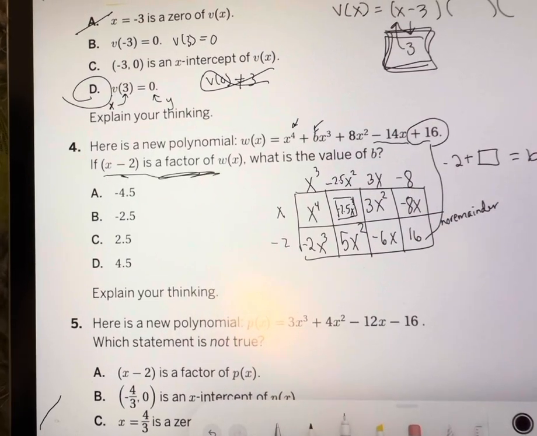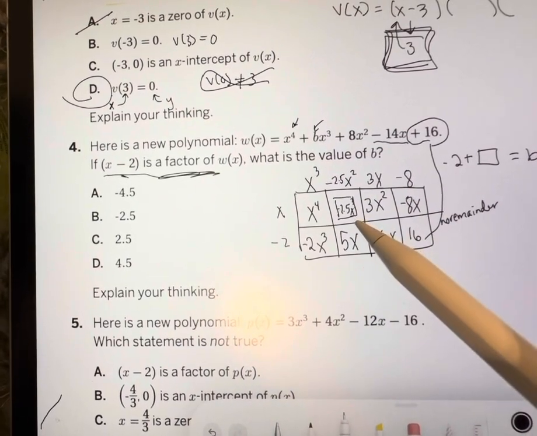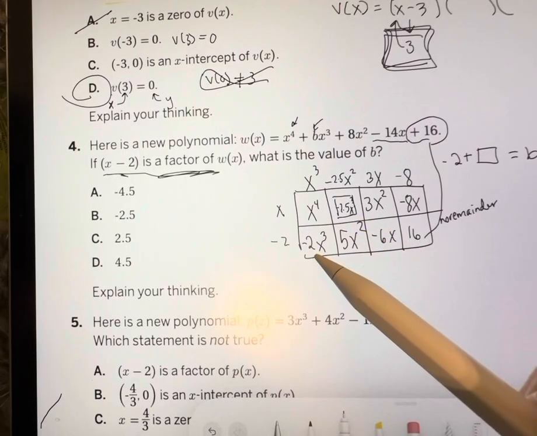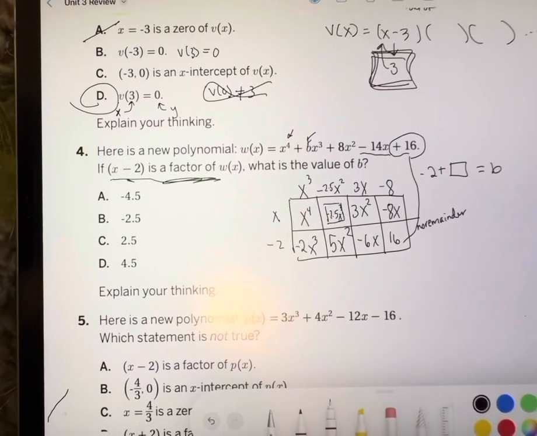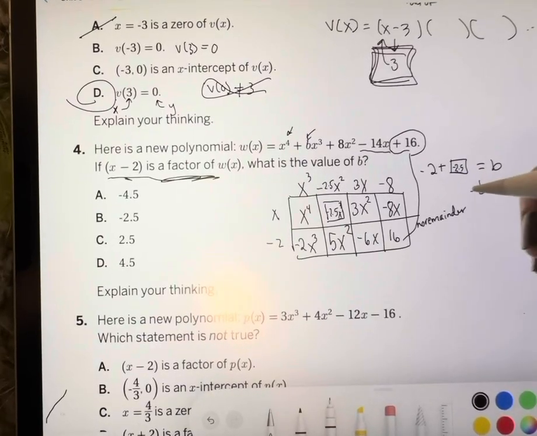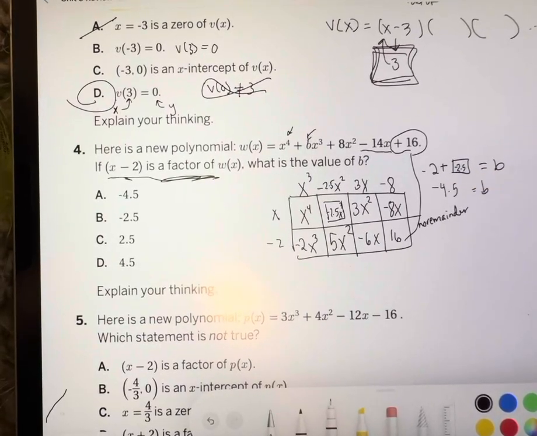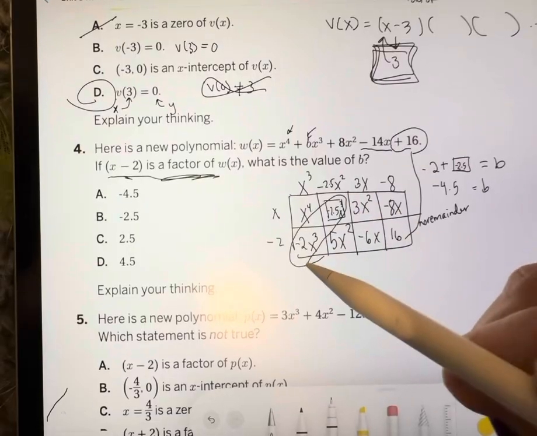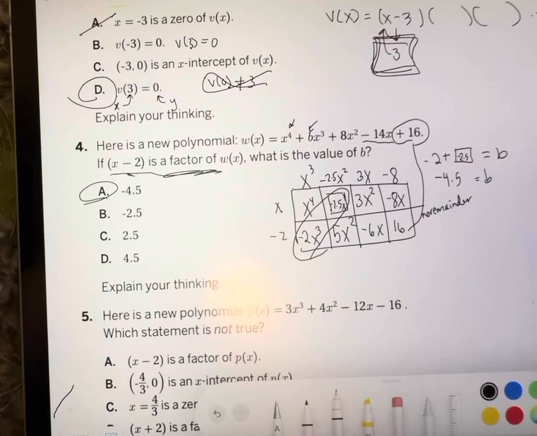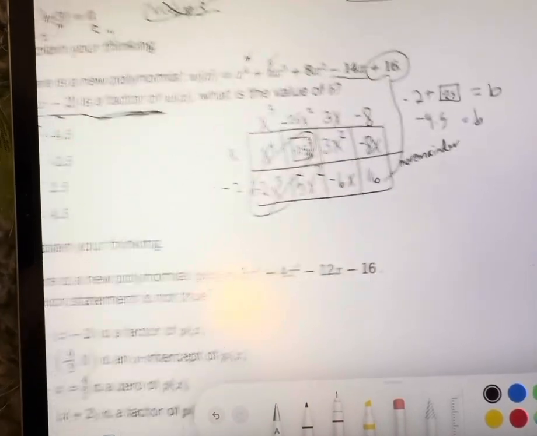And now, don't be fooled, all right? The answer is not negative 2.5 because the negative 2.5 combines with the negative 2, remember? To make that b is actually negative 4.5. So these two are like terms that combine to make what goes there. And so the answer is A. Okay.